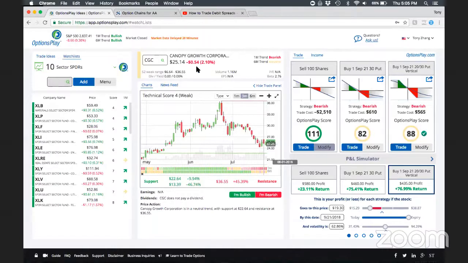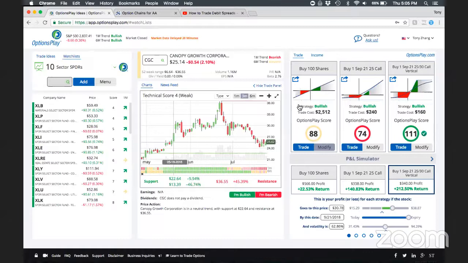So CGC bullish. Let's take a look at bullish opportunities on CGC. As you can see, I can buy 100 shares of that stock, costing me $2,500. Buying one call option costs $240, so exactly 10% of the underlying cost. This call spread is $160, about 6% of the underlying price. So there are substantial savings in buying that spread versus an outright call.